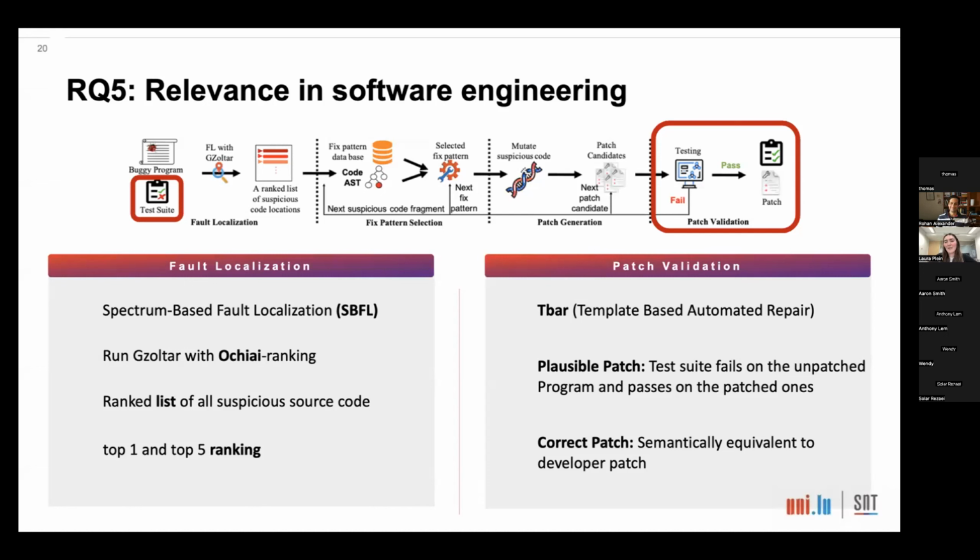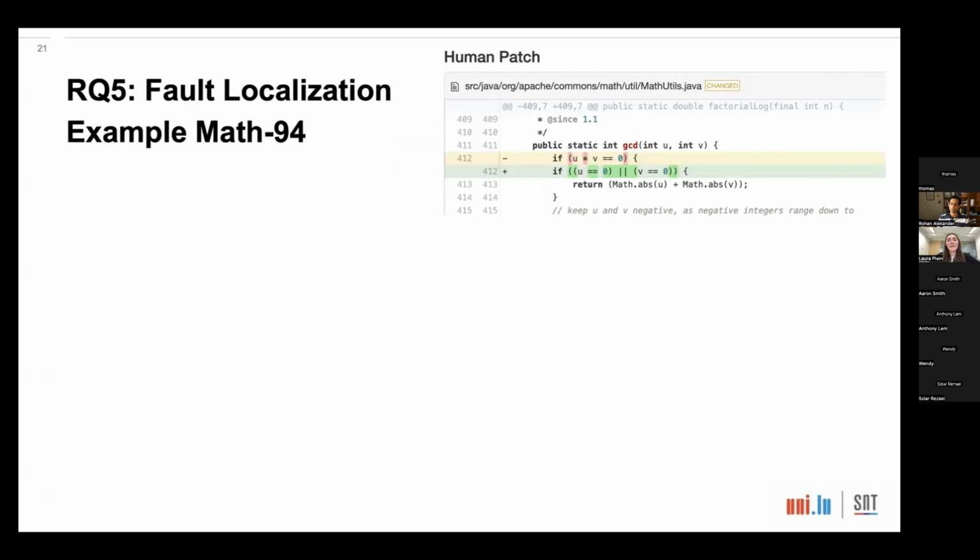So here we have to make sure that the patch is actually semantically equivalent to what the developer would have written as patch. So those two notions will also be important for the next question. Here's just one example of one of the bugs where we can see that there was just one buggy line in the code. At the top, we see the file that was buggy and the exact line.